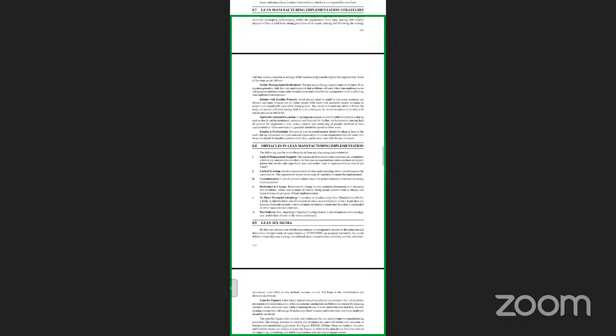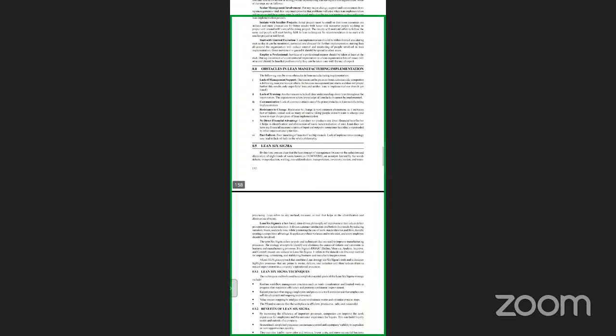The services of a professional mentor should be taken at least at the start. During the conversion of a conventional organization to a lean organization, a lot of issues will be raised, and they should be handled professionally and can be taken care of with the use of an expert.